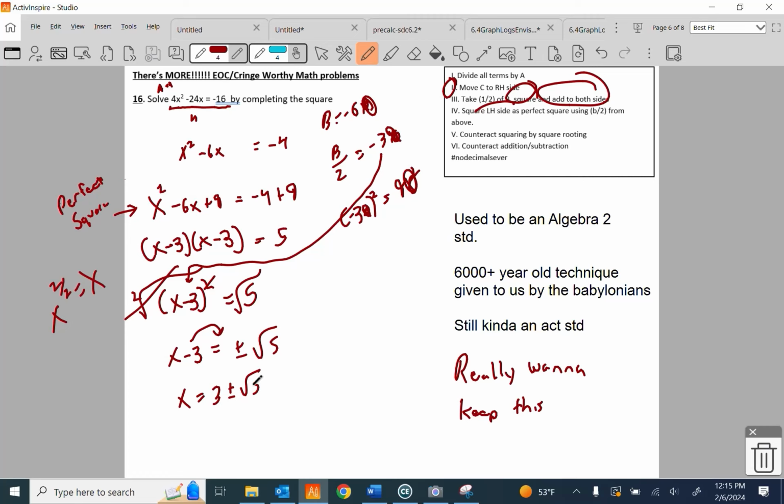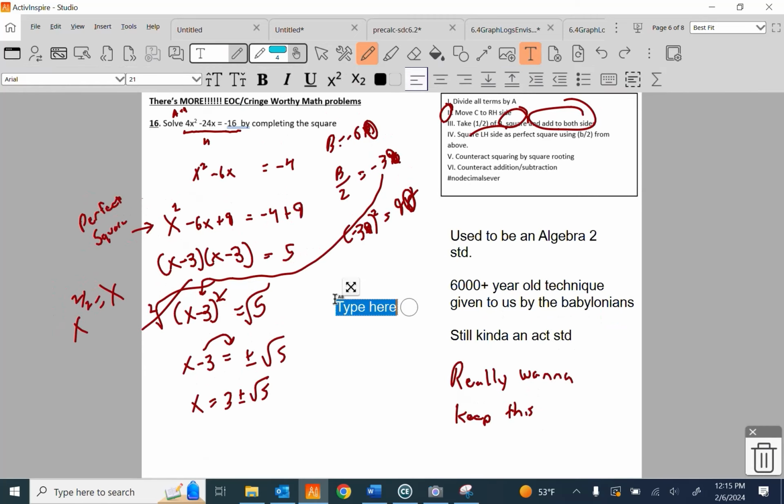The quadratic formula was created because they thought the complete the square method was too hard for the average person. So that's why the quadratic formula was made.